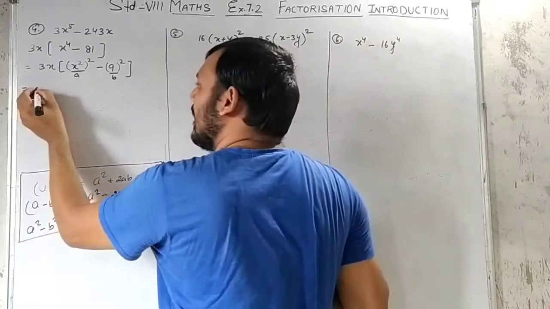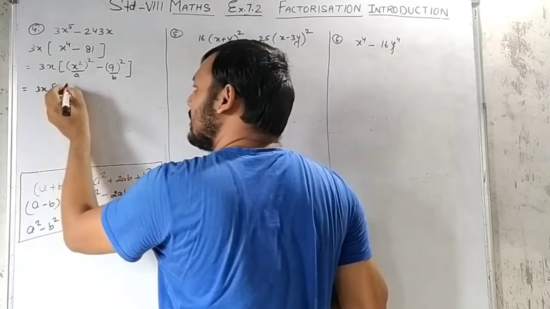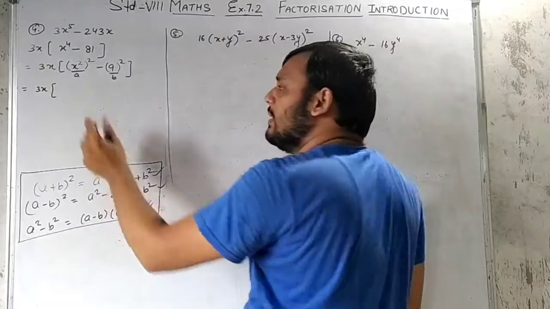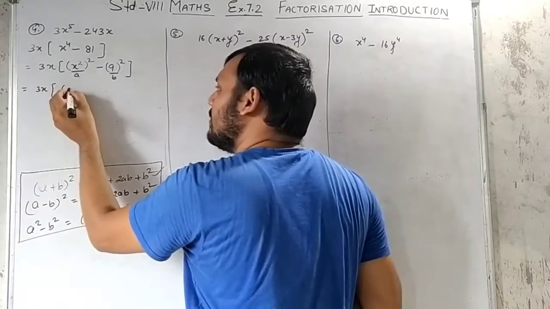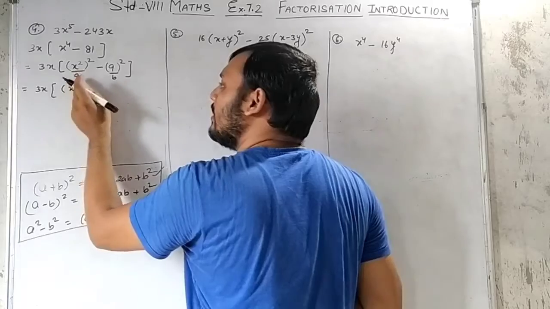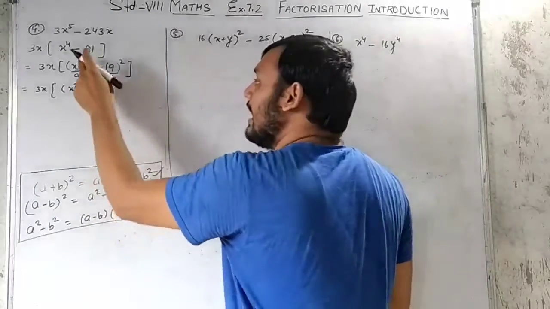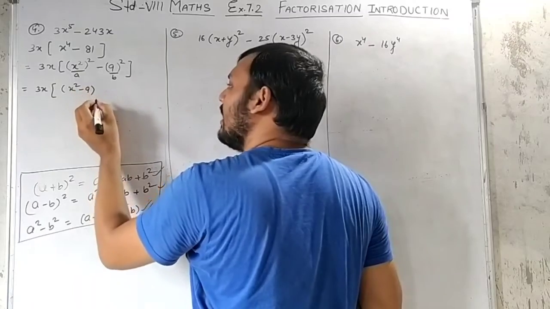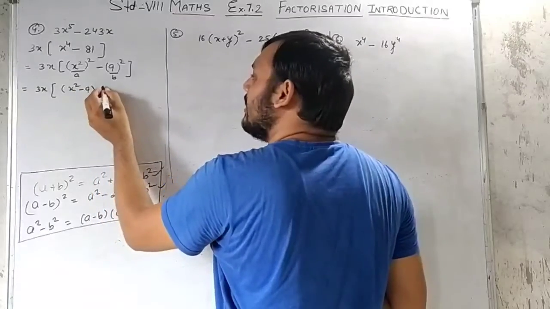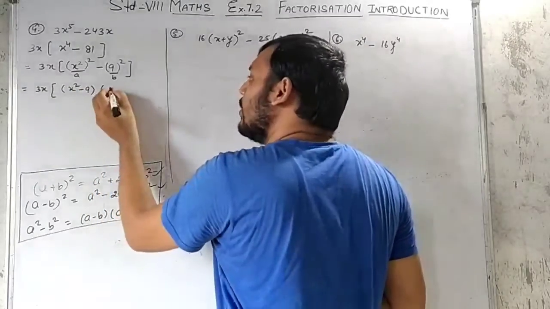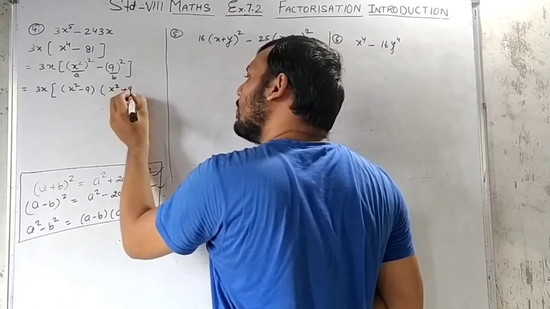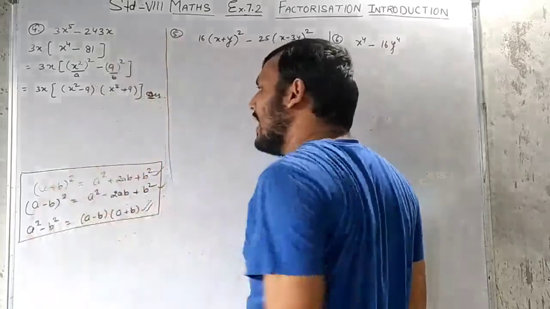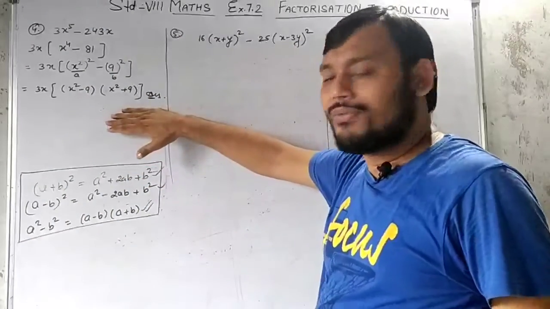So what will be the answer? We can write it as, first one is a minus b and a plus b. So suppose I am writing a minus b, then x square. A means what? x square, no? Minus b. B is what? 9. x square minus 9. In the next bracket, a plus b, so x square plus 9. This will be our final answer.